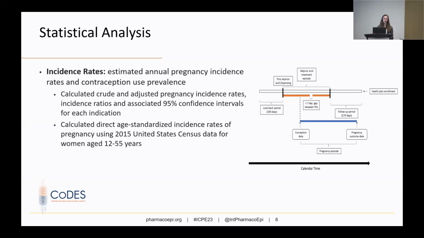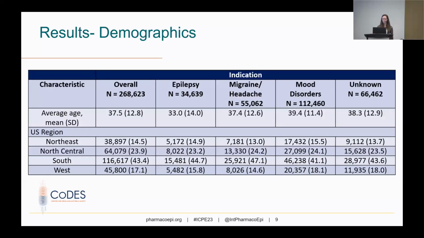For our incidence rates, we calculated annual pregnancy incidence rates, as well as contraception use prevalence. For the pregnancy incidence rates, we did crude as well as adjusted. And then we also saw that there was an age distribution, or we assumed there would be, so we did direct age standardization using census data so that we can account for the age differences based on indication.